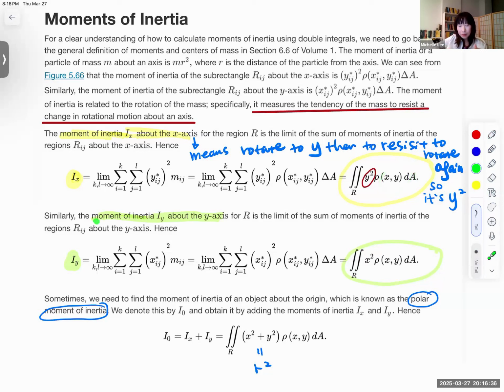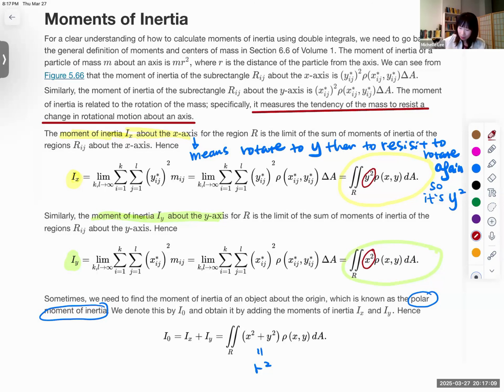Okay, now we have the same concept with moment of inertia. So I sub y is about the y-axis. Then we rotate to the x-axis, right? That's why we have x. And then we do resist rotating. So x squared. Make sense? That's why we have x squared here.